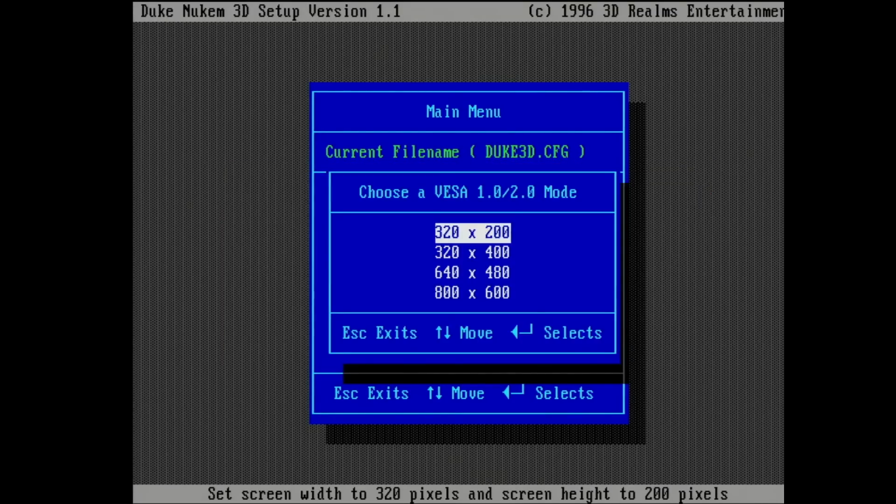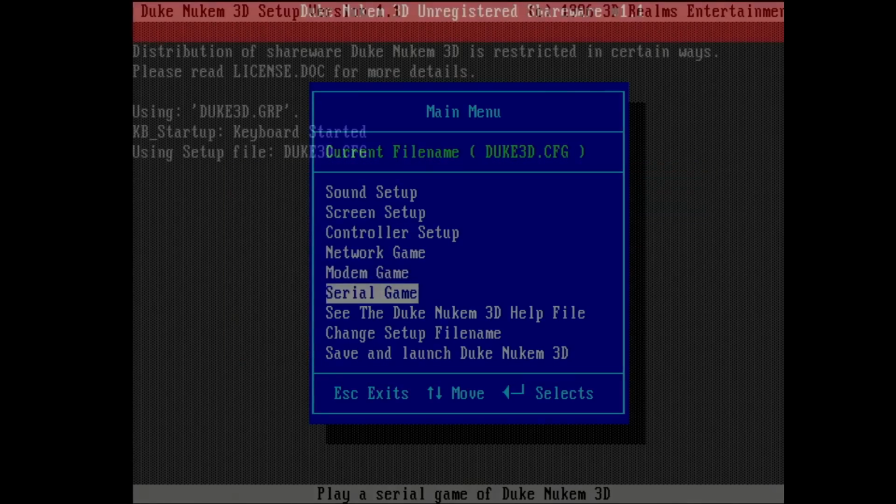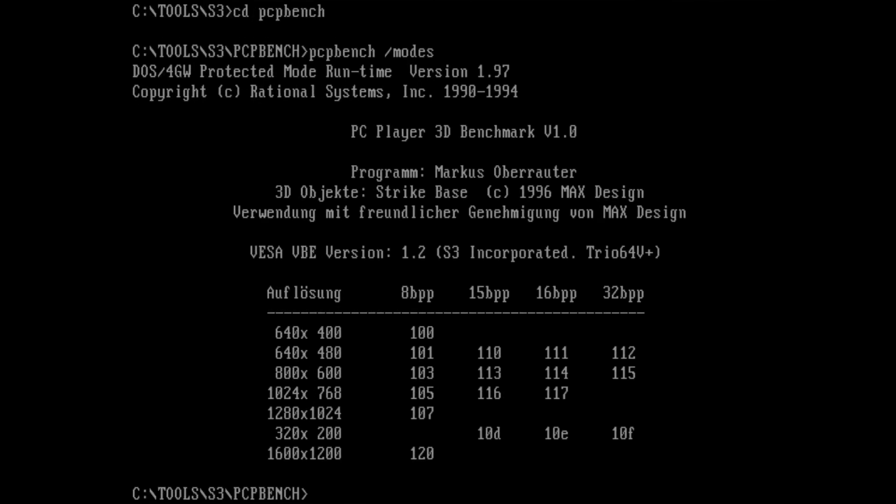Let's try to run Duke in this resolution with my graphics card that is not VESA 2.0 compliant. So the game loader exited, and the last message that we see, VESA says that 320 by 200 is not currently supported. And if we look up the modes that we got from PC Player, we can see that there is no 320 by 200 resolution listed. So it does make sense that Duke 3D cannot operate in that resolution, because it's not supported.